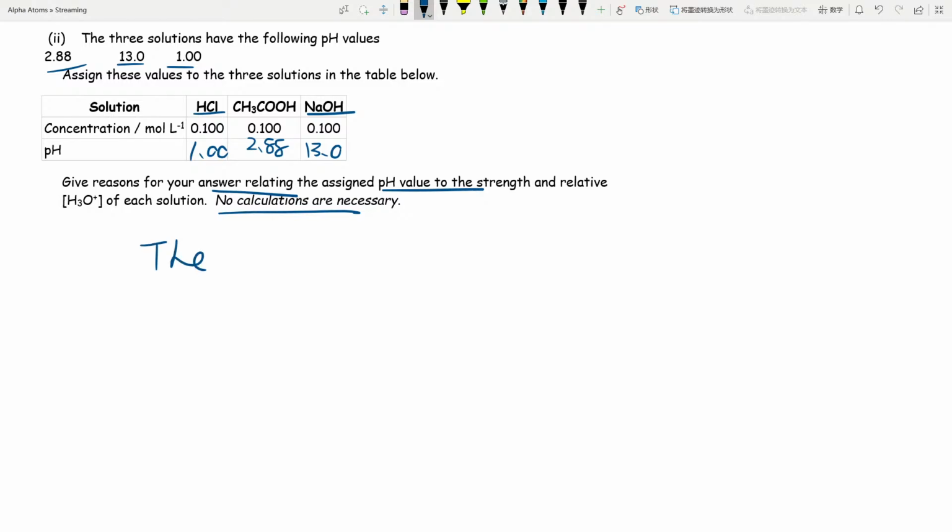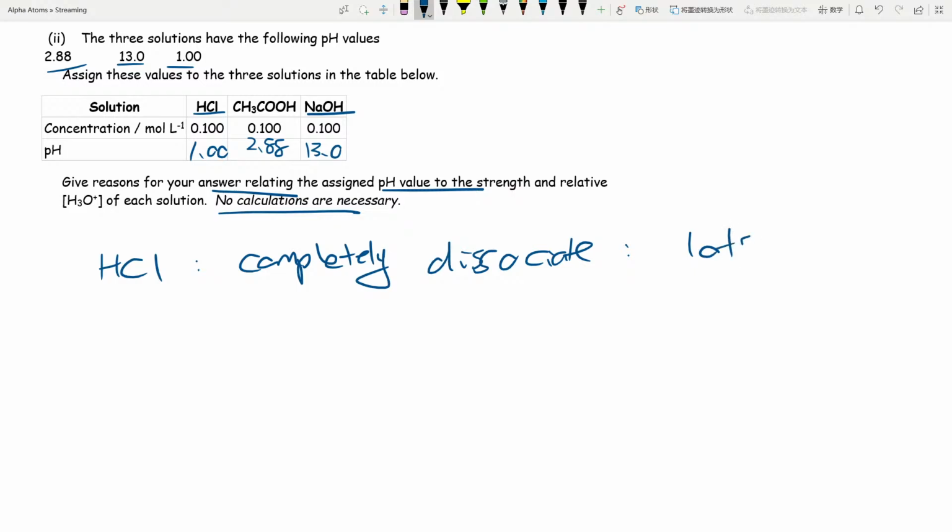let's just do this. So HCl completely dissociates. I'm just going to explain one. Completely dissociates. Okay, so that means lots of H3O plus ions. That means low pH. The more of this you have, the lower the pH. Vice versa, NaOH completely dissociates, lots of OH minus, therefore really high pH.